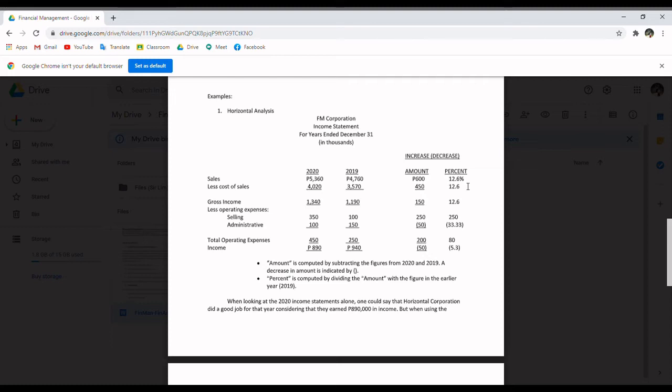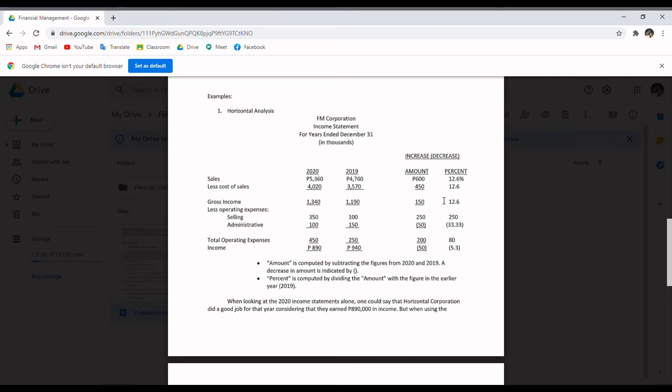So the 300 difference divided by 900 is 33%, while 250 divided by 750 is 33% also. So whatever cost we spend, we always get the same percentage. So that's why all of these three are the same percentage of change. But take note that not every company has a constant markup. Sometimes the markups are different. So we should compute the percentage of change separately for these three items: sales, cost of sales, and gross income.